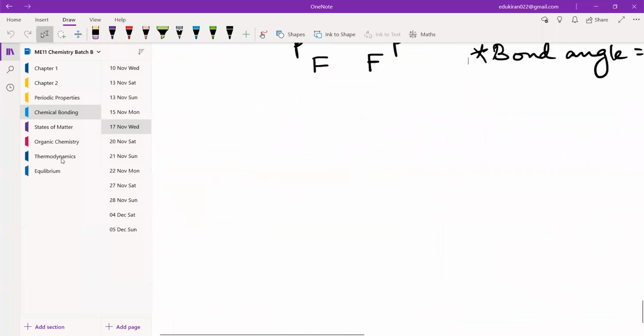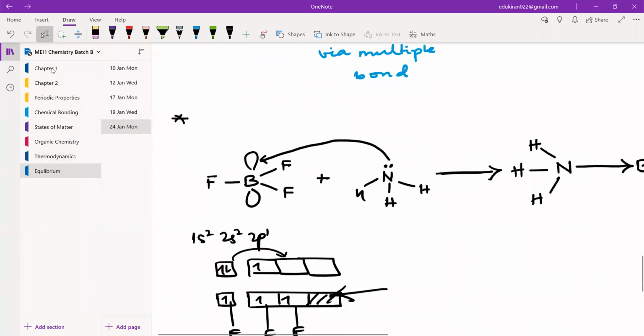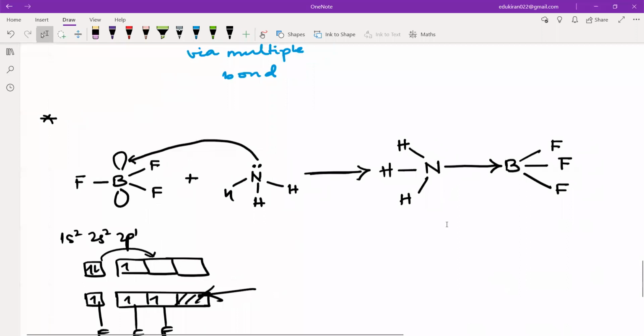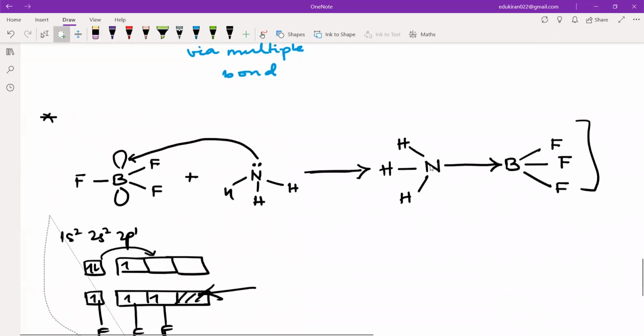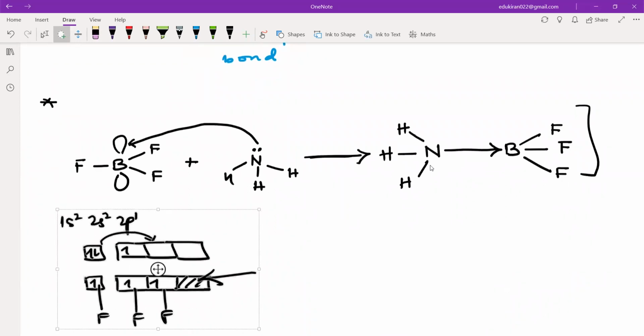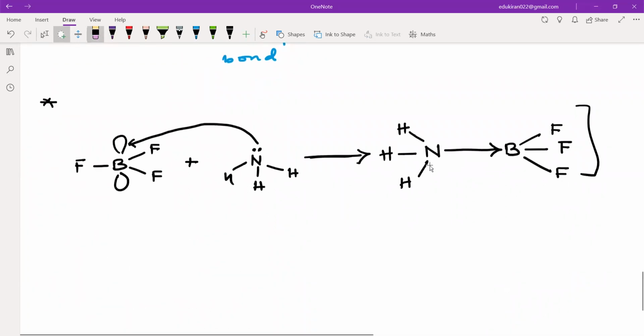The question is something like this: what is the change in the hybridization of nitrogen and boron in this reaction? There's one question in NCERT that I discussed. Okay, fine. So you write this down. This is one example of a Lewis acid and base. In this, you can see what is happening. The BF3 is acting as an acid because it is accepting a pair of electrons, and NH3 is acting as a Lewis base.